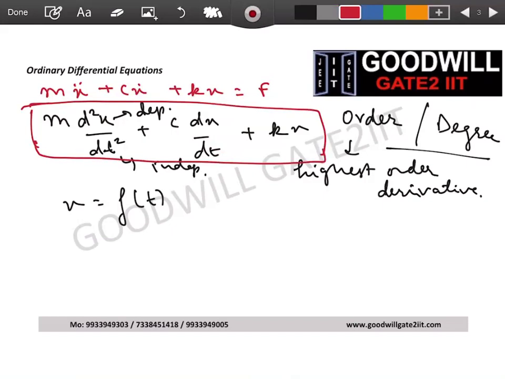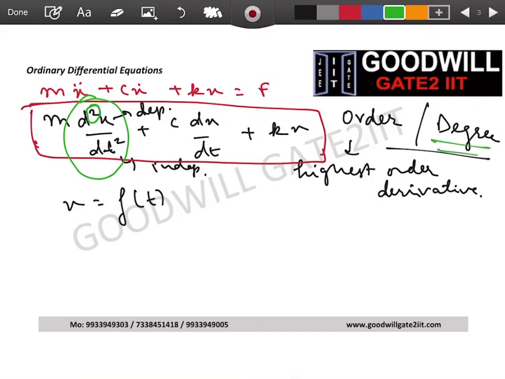Right? So let's take this differential equation. Now, order of the highest derivative. Which is the highest order derivative here? D square x by dt square is the highest order derivative, right? And what is its order? Its order is 2. So its order is 2.